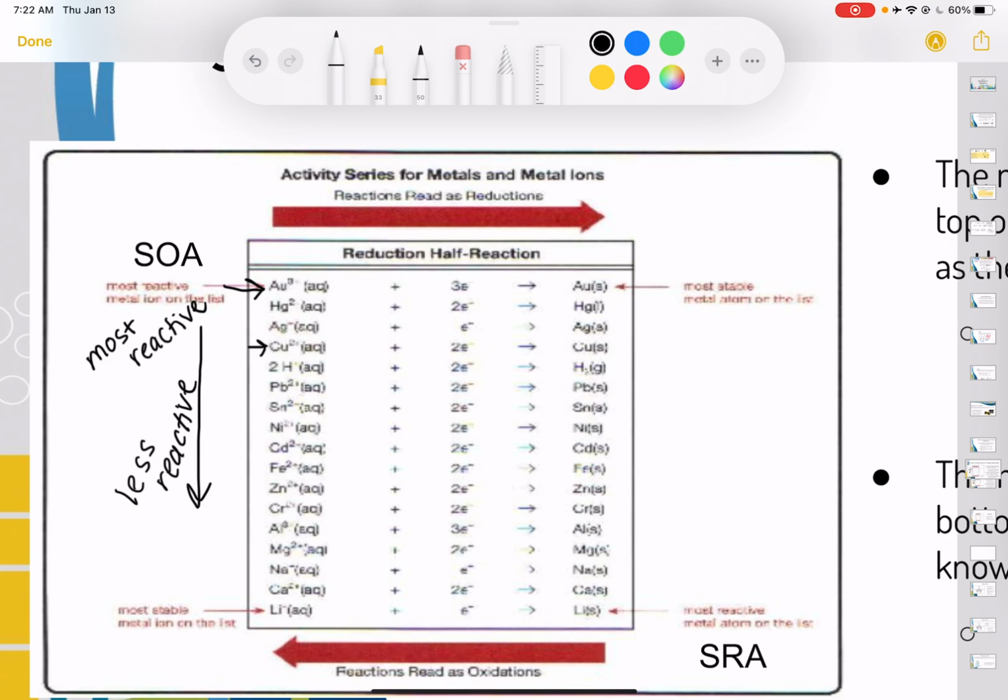The opposite goes for the other side, where the most reactive solid is at the bottom, and as we work our way up, it becomes less reactive. So as we work our way up the table, it becomes less reactive. Lithium is the most reactive solid, and gold is the most stable solid. They're just mirror images, opposites of each other, basically.